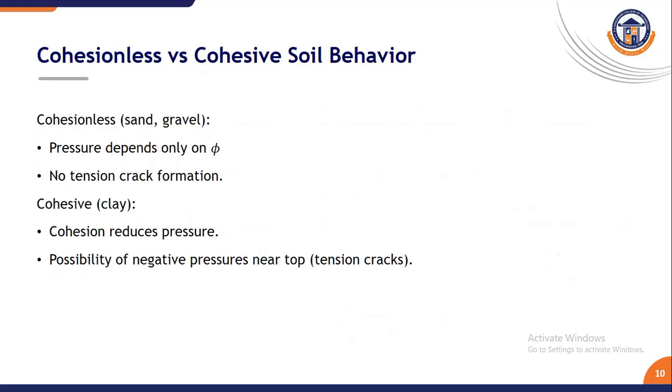Next one is cohesionless and cohesive soil behavior. Here in cohesionless soil like sand or gravel, earth pressure depends mainly on the angle of internal friction, as you know, and no tension cracks are formed here. But in cohesive soil like clay, the presence of cohesion reduces the earth pressure significantly compared to sandy soil. It is very important, note it. However, clay soil can sometimes develop a negative earth pressure near the top, which leads to the formation of tension cracks.